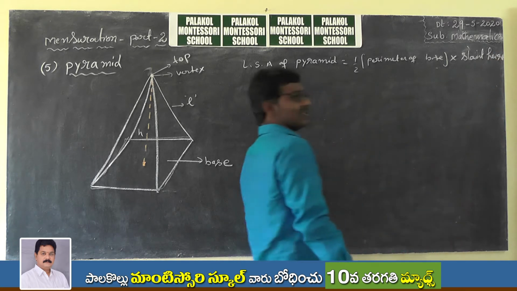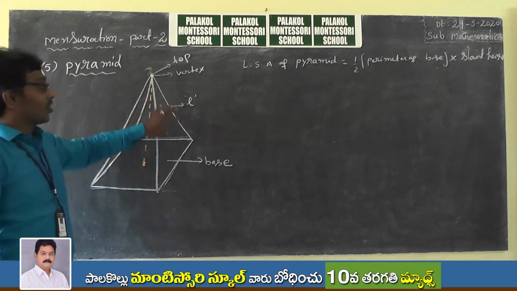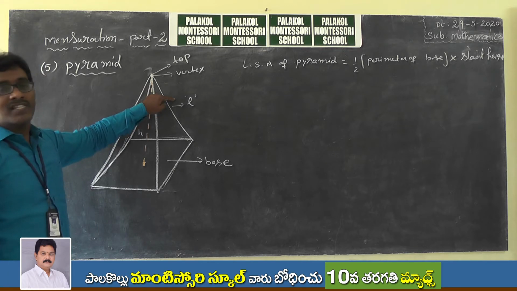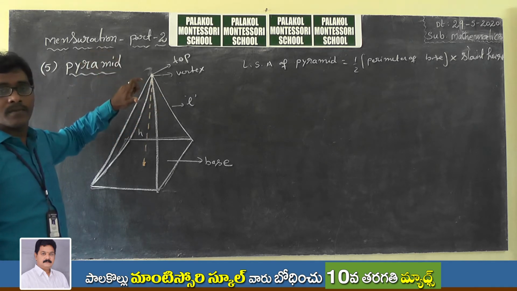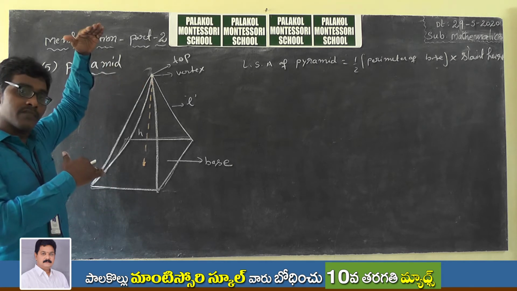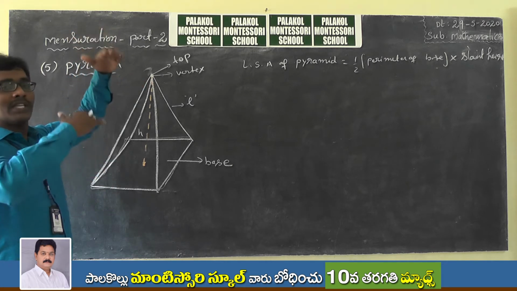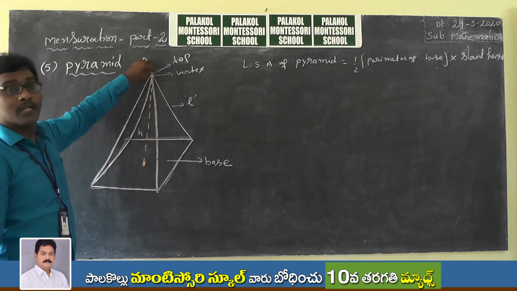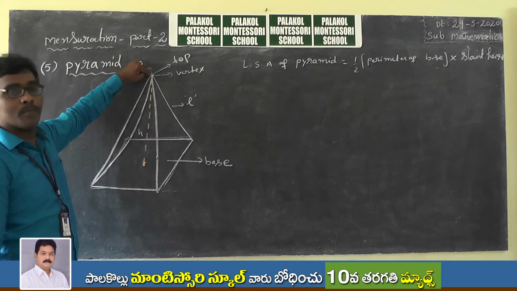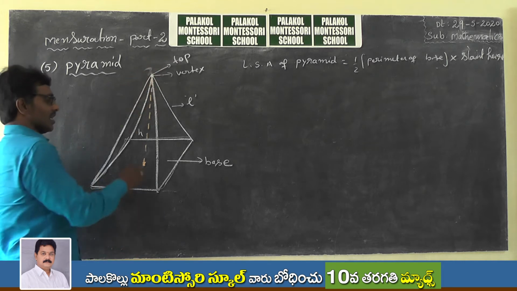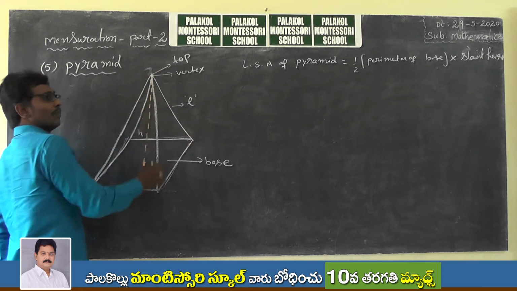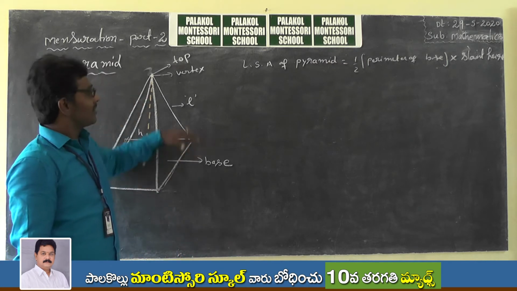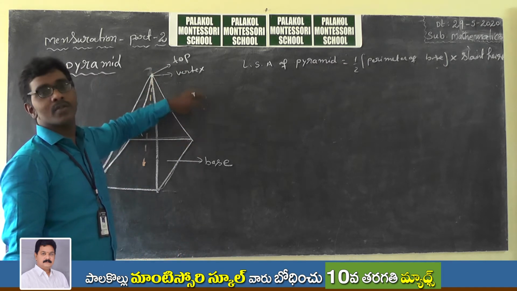Okay guys, once again, it is not a prism. Keep that first point in your mind. What is the difference between a pyramid and a prism? In a prism, the base and top surface are both the same. But in this case, the base and top are different. The top is formed by a vertex, because all the edges meet at one point. That point is called the vertex. So base and top are different in this case, so it is not a prism.